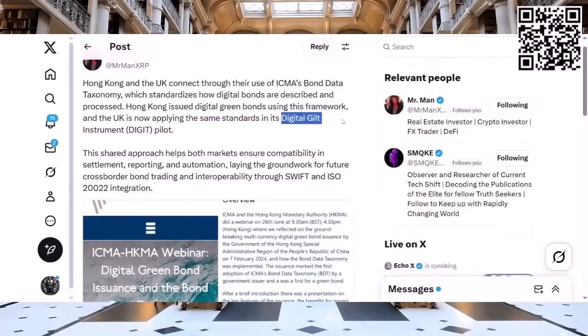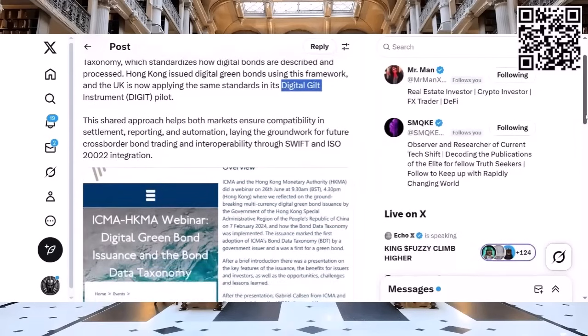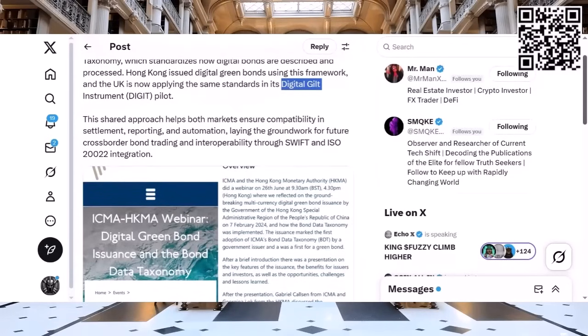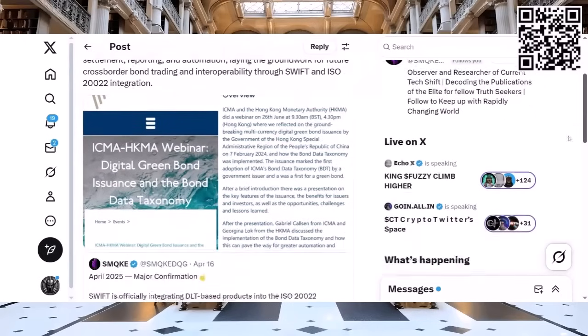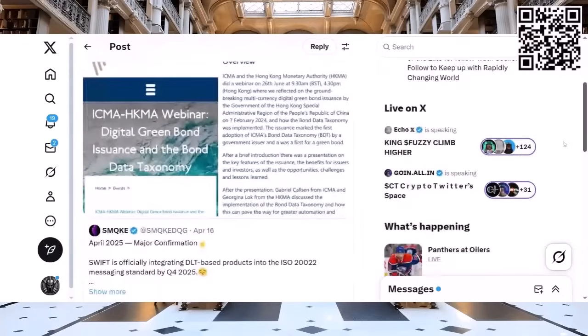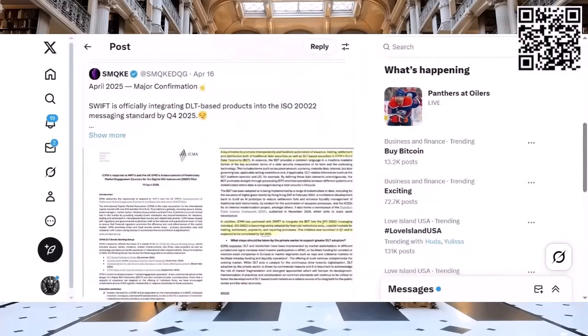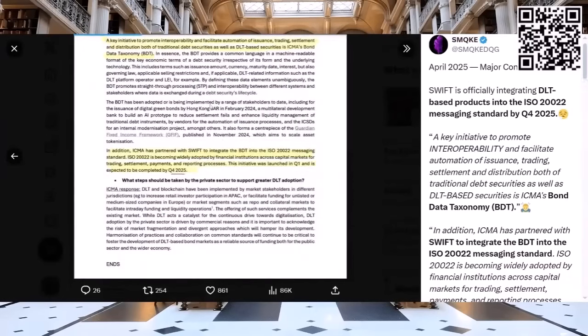So if anything, I might expand upon this a little bit more further, but there was definitely something there, and I did a deep dive about that. So this shared approach helps both markets ensure compatibility, settlement, etc., but it lays the groundwork for future cross-border bond trading and interoperability, of course, through SWIFT and ISO 20022 integration. All right, here's the highlights that I want to jump into, and this is straight from SWIFT.